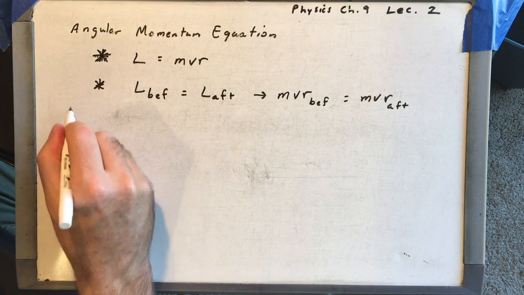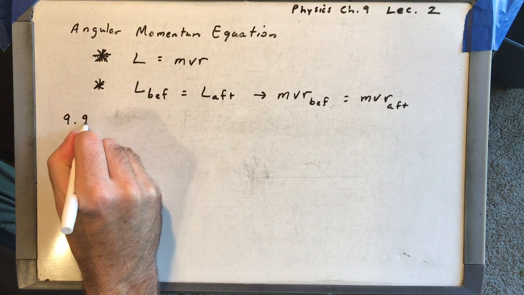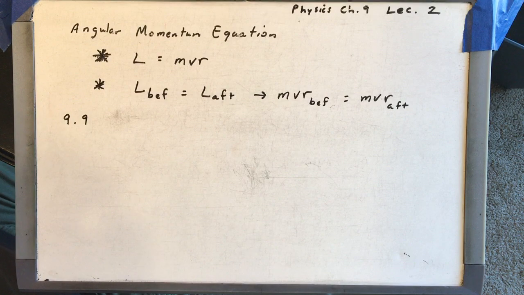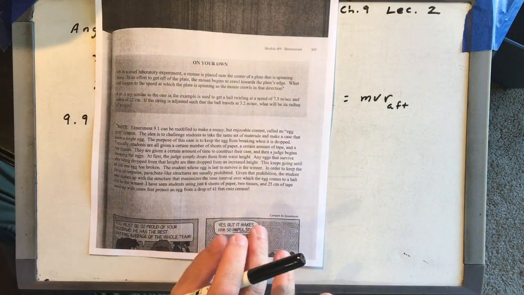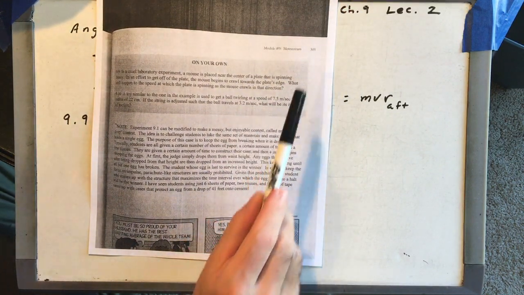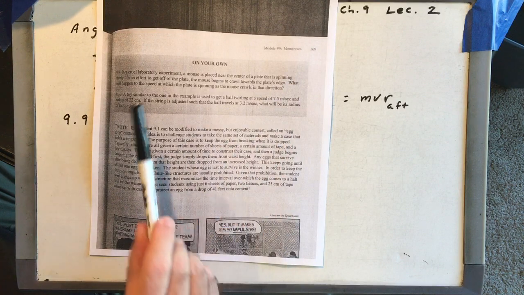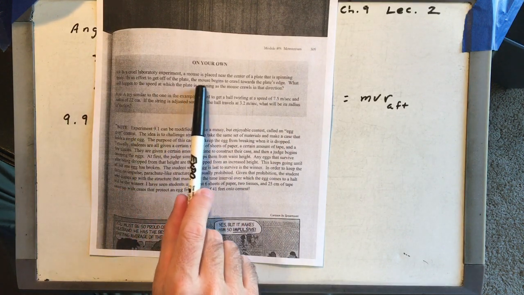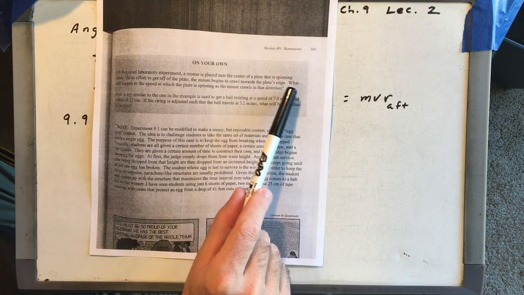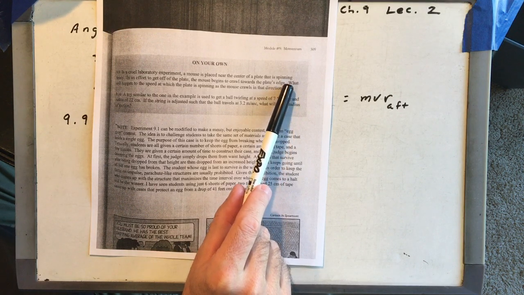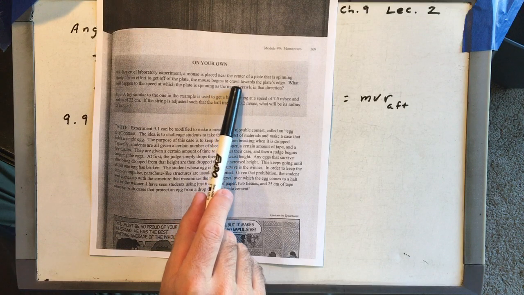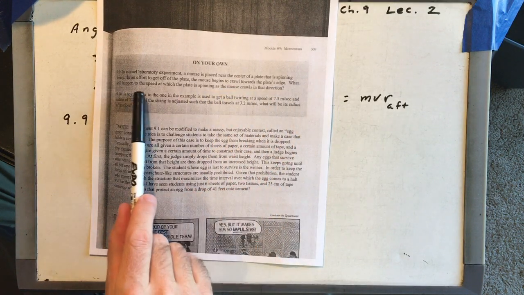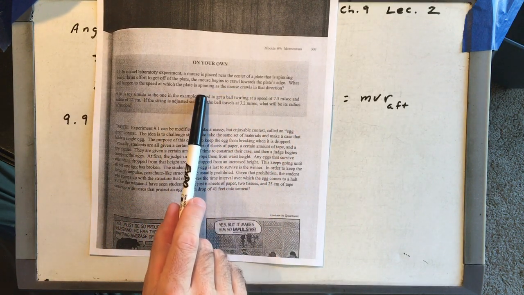All right, let's look at 9.9. Give me just a second. There we go. All right, this is going to be hard for you to read in the video. So just look at your book on page 309. It says, in a cruel laboratory experiment, a mouse is placed near the center of a plate. So the mouse at the center of the plate, spinning freely. In an effort to get off of the plate, the mouse begins to crawl towards the plate's edge. What will happen to the speed of the plate?